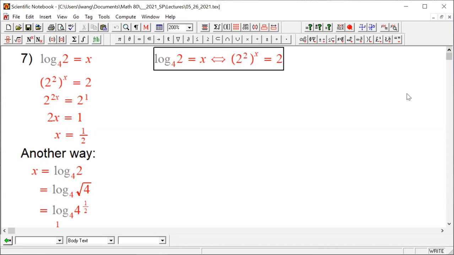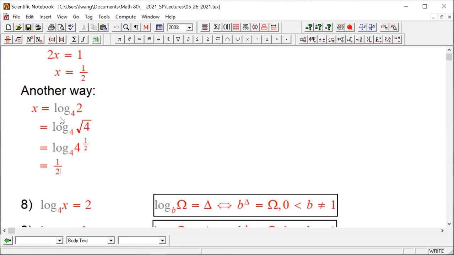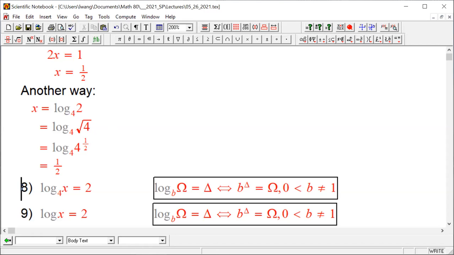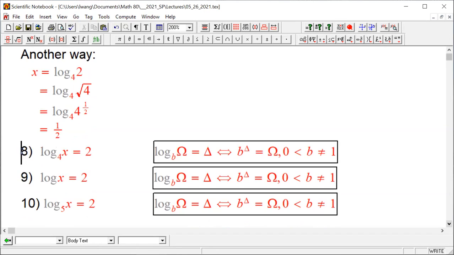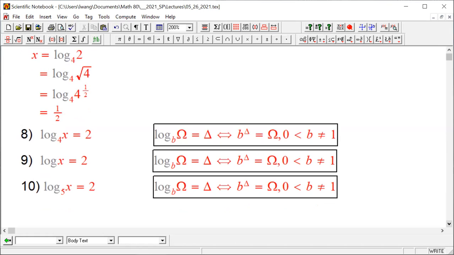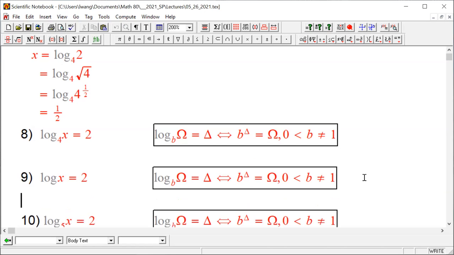So there are 2 different ways we can do this. One way is you transform it to the exponential form by definition. The other way is you just deal with it directly. Do you guys want to try another one? I'm going to give you some time to try 8, 9, and 10. Be careful about their place value.